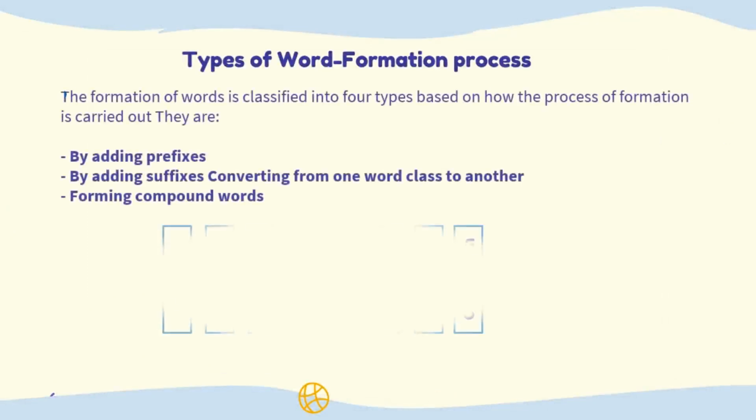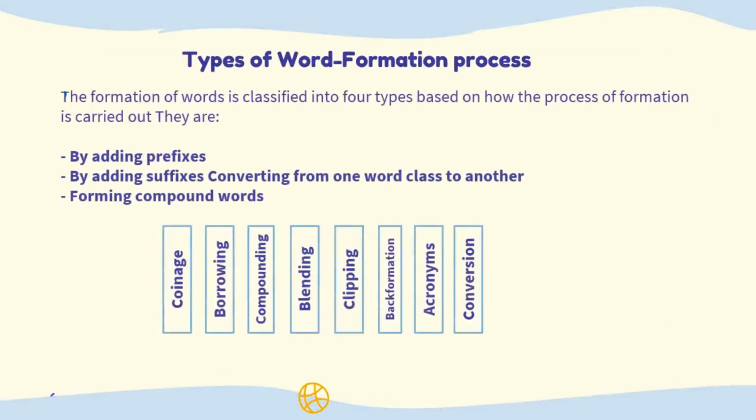Types of word formation process in morphology. The formation of words is classified into 4 types based on how the process of formation is carried out. They are: first, by adding prefix. Second, by adding suffix, converting from one word class to another. Third, forming compound words. Now we will talk about some types of word formation, which are coinage, borrowing, compounding, blending, clipping, back formation, acronymy, conversion, and now we will talk about some of them.